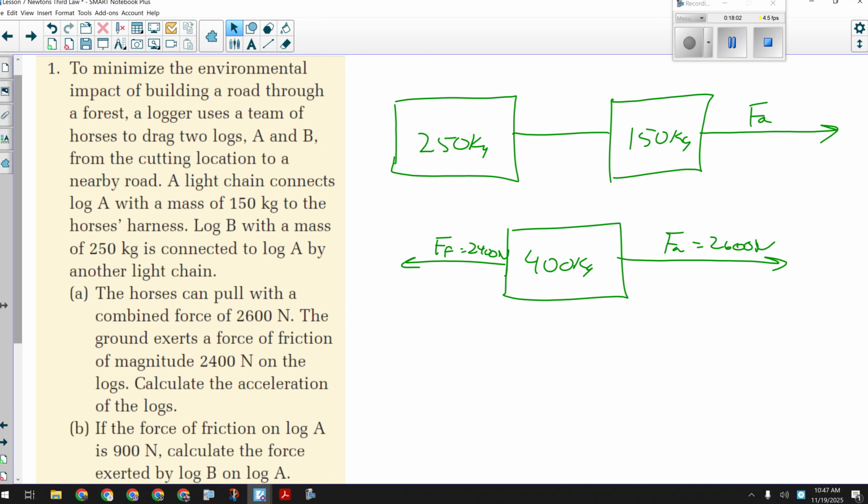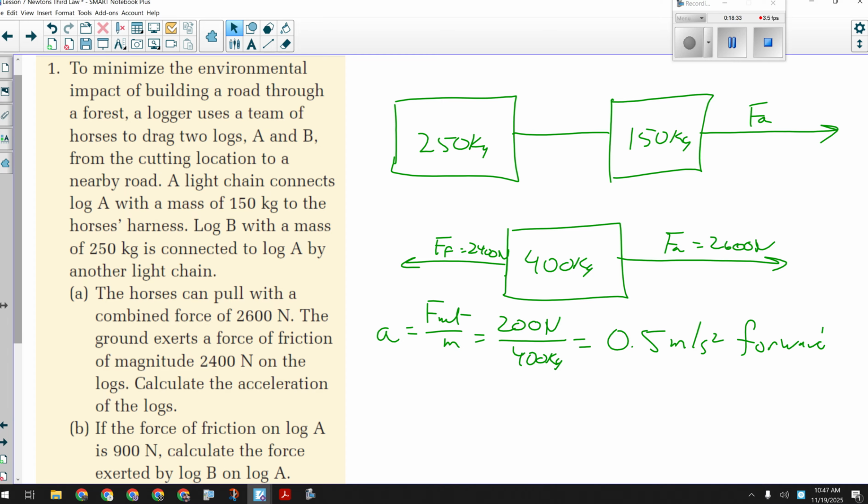What is this going to help me find right now? Acceleration. If I can find the net force on the system, which is 200 newtons forward, and I know the mass of the system, I can calculate the acceleration. Once I know that, I can apply it to the logs individually, which is what we did in the other ones. So F net divided by mass, 200 newtons forward divided by 400 kilograms, is going to give us 0.5 meters per second squared forward as the acceleration of the system and its individual parts.